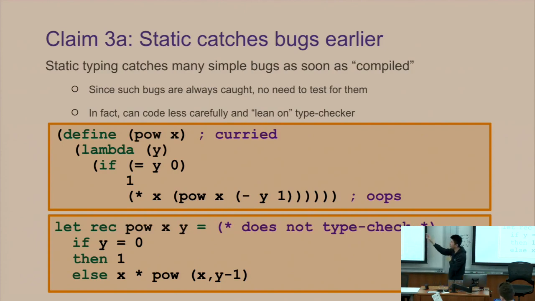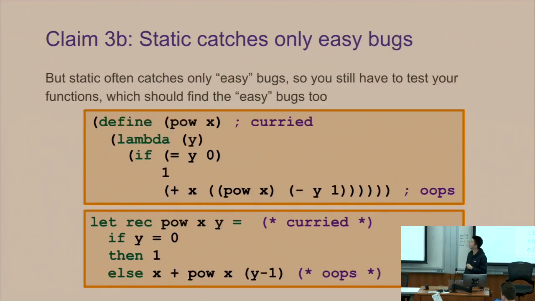But in OCaml, if you write a program that uses currying on the definition, but the actual implementation is not using currying, this will not type check, and this will immediately tell the programmer that something's going wrong. But in the Racket world, it will not tell you anything until you reach the point of power x minus y1.